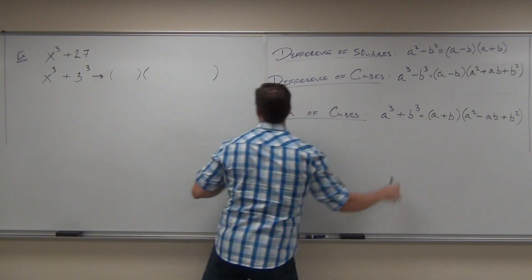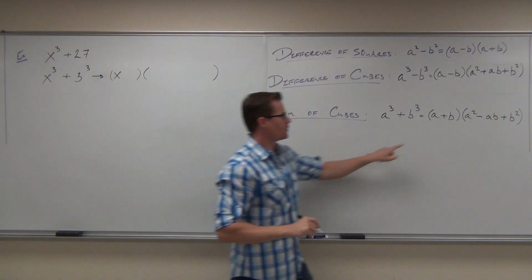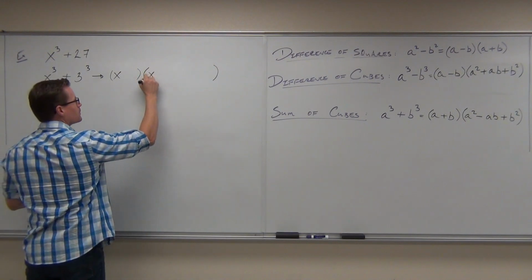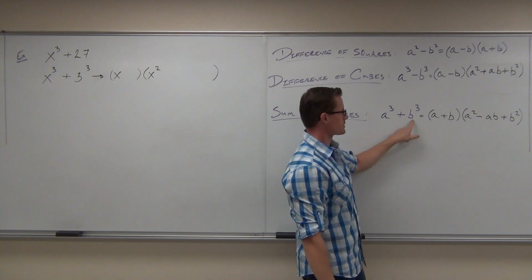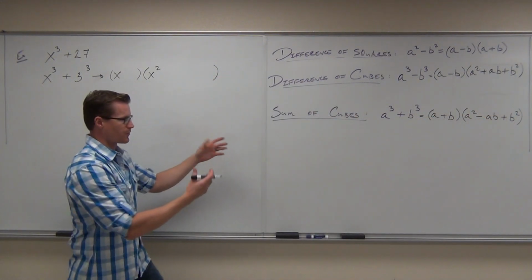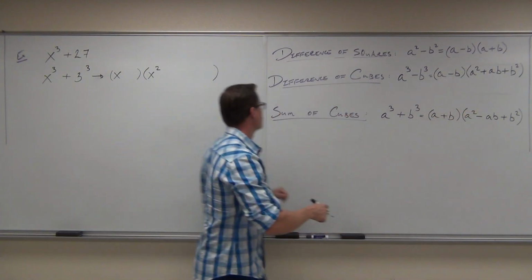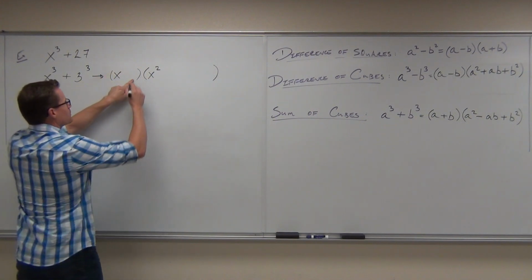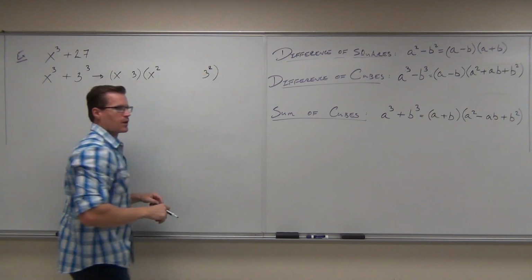So let's try it. A came first. What goes first here? X. Perfect. What's going to go here? X squared. Okay, very good. B came last. B goes last. A was first. A goes first. So first things first, last things last. What goes here? Three. What goes here? Three squared. Very good, 3 squared. Last things last.